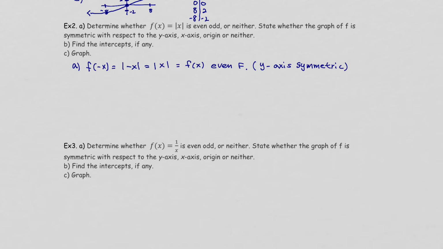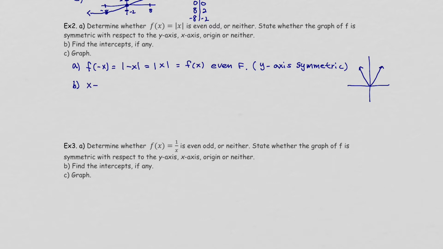Y-axis symmetry. And we know that, I mean, maybe not yet, but this is something we're going to go over, the different shapes of graphs for different functions. Absolute value, you're going to have a V shape. So if you're going to have a V shape, you can kind of tell this is going to be y-axis symmetry, right? Again, we will learn how to graph the basic shapes of different functions later on.